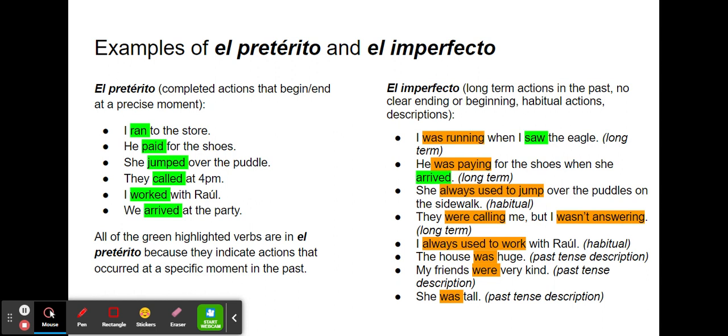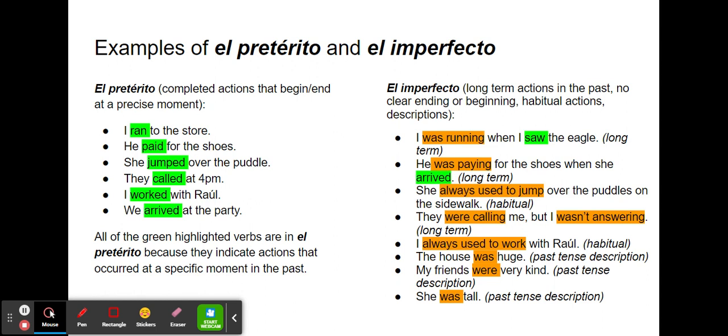The next example says she always used to jump over the puddles on the sidewalk. Always used to jump shows that that's something that was habitual. Perhaps she did this frequently. We're not talking about any one specific time that she did this. So that makes it a habitual action. There's no clear ending or beginning, so it has to be imperfecto.